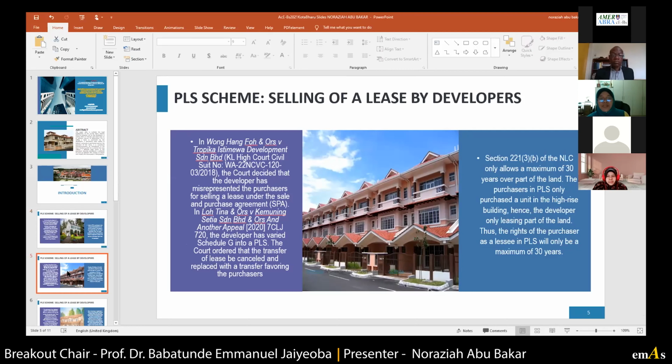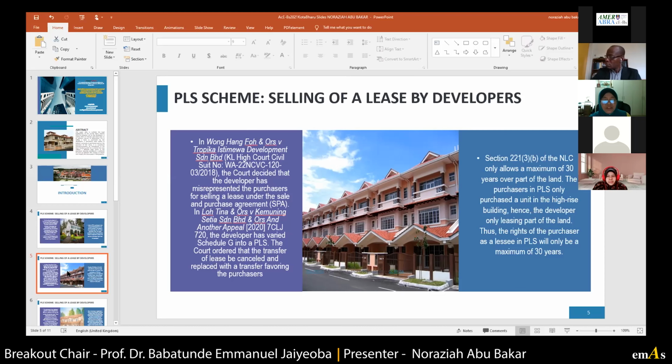Relating to this concept of selling of lease, there are 2 cases that discuss this topic, because the purchasers were not satisfied, and they went to court to claim their rights as owners of their units. Wong Hang 4 was filed in 2018 and decided in 2020, and also the case of Lotina and others against Kemuning Sdn Bhd was decided in 2020. Wong Hang 4 is a sale of apartments, and Lotina is a sale of landed property. In both cases, the court decided that there was a misrepresentation to the purchasers by the developer.